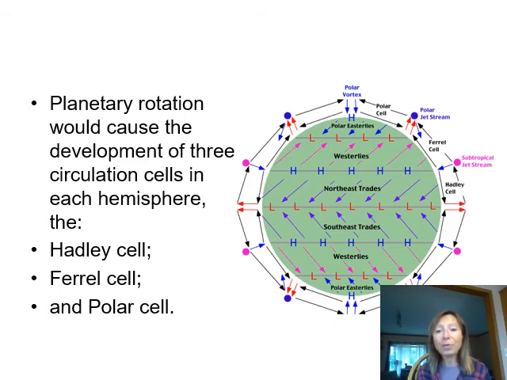And each of the sets of cells is associated with its own system of winds, and the system of winds are caused by the movement of the prevailing winds and their deflection by the Coriolis effect to the right in the northern hemisphere and to the left in the southern hemisphere.